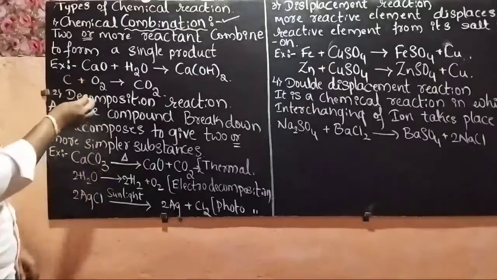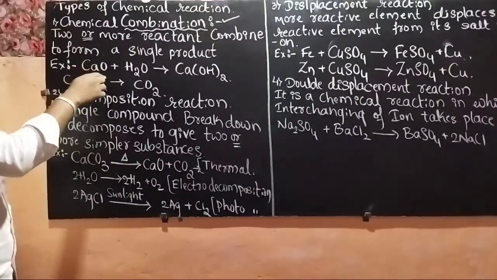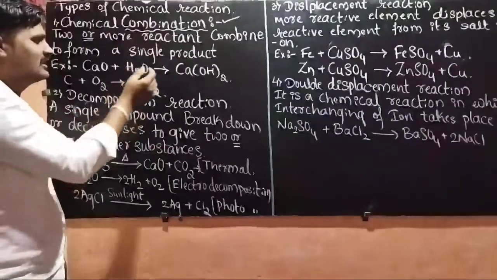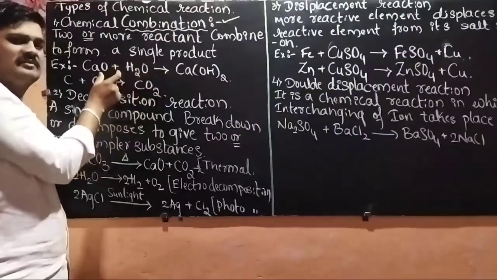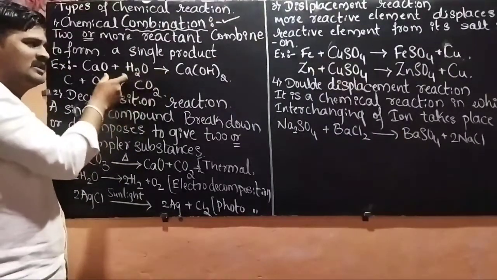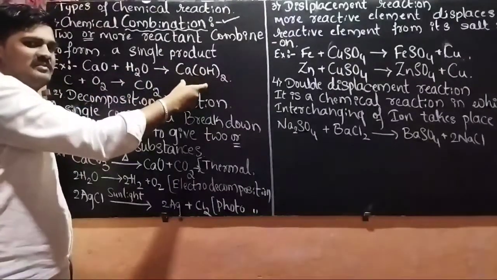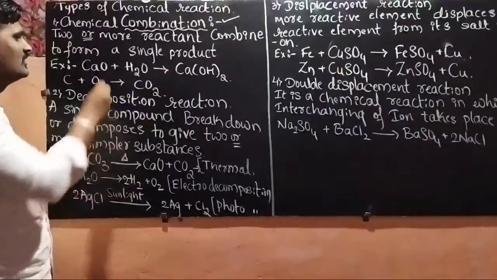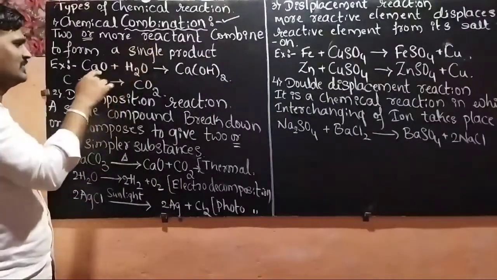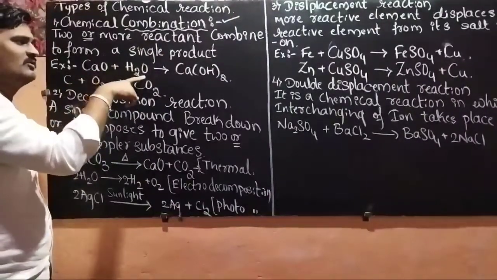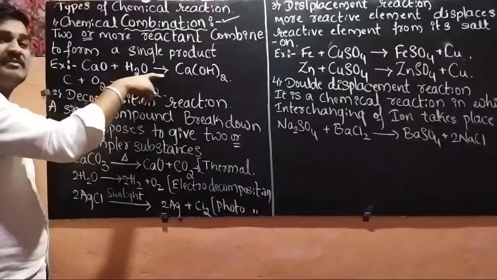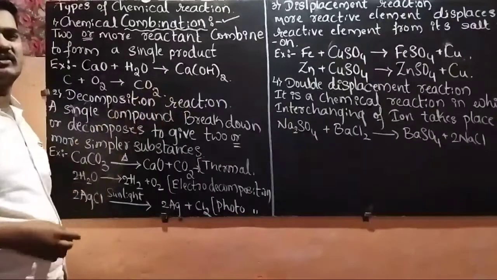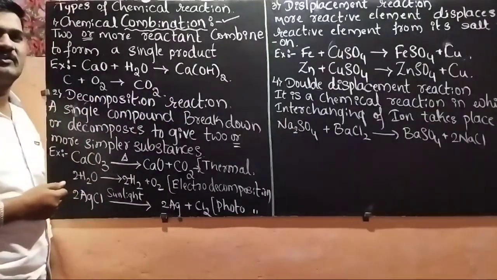For this we have taken two examples. The first one is calcium oxide. In the definition we learned two or more reactants. The reactants are whichever come on the left-hand side of the arrow mark, and whichever compounds come on the right-hand side of the arrow mark are known as products. Here calcium oxide is one reactant and water is another reactant. They combine to produce calcium hydroxide. This is an example of a combination reaction.